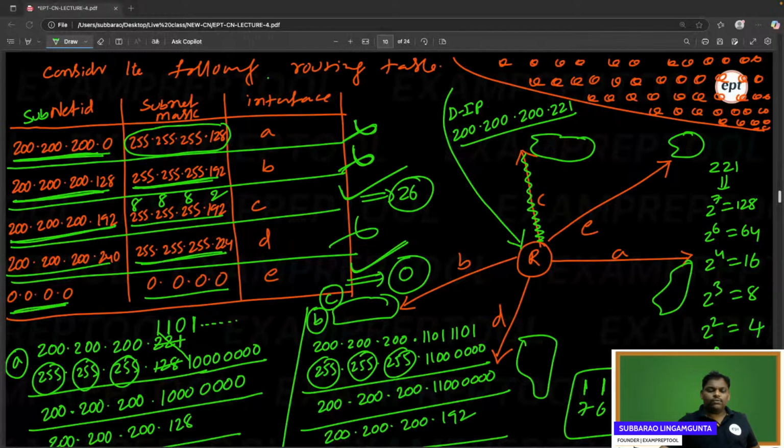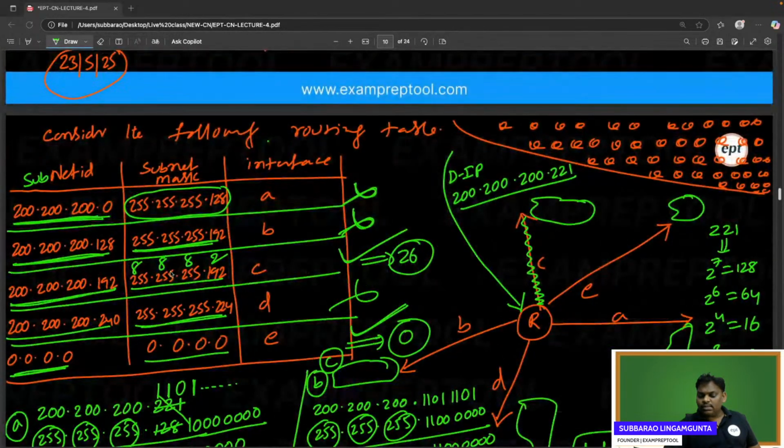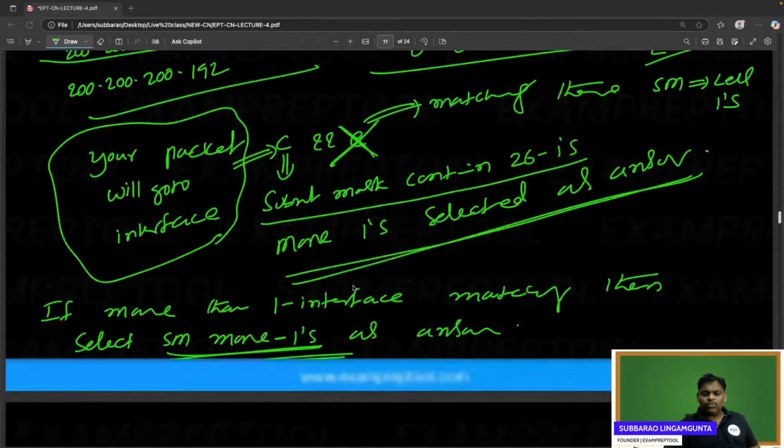Any doubts? If more than one matches, select the one as the answer which has the subnet mask with more ones. Suppose one has 26 ones in the subnet mask and another also has 26, you go. If one has 26 and another has 30, go for 30. Right, perfect. Now let's go to the next problem.